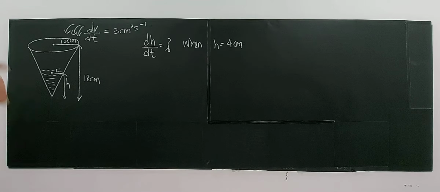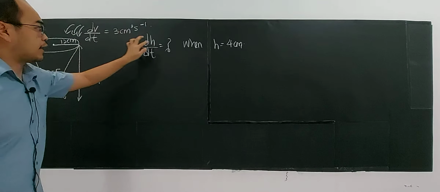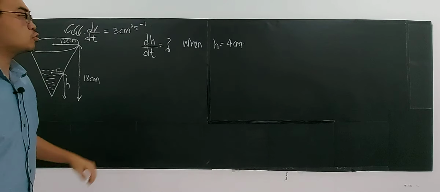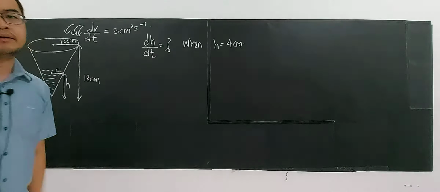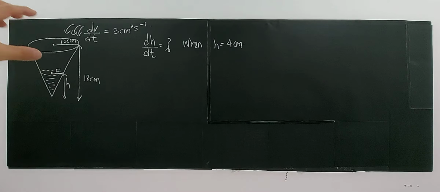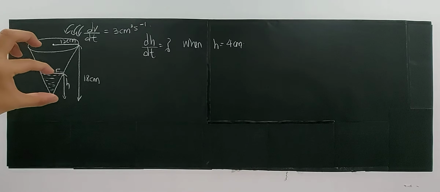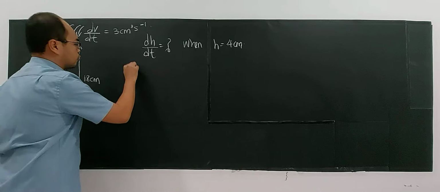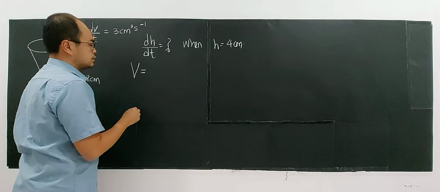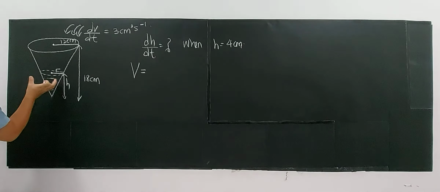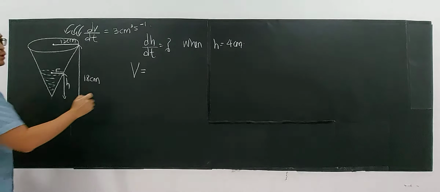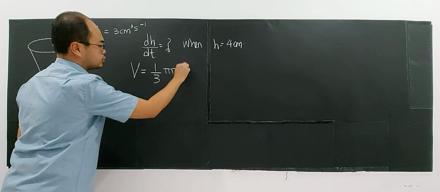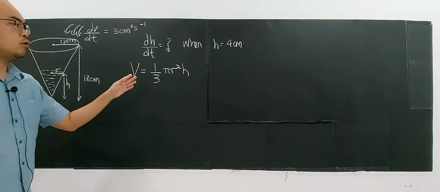This is about the volume and height. Now you want to find dH/dt given dV/dt, so you're going to relate volume with height. The volume of the water is in the shape of a cone, because the liquid will follow the shape of the cone. So the formula will be 1/3 πr²h. This is the formula for a cone.